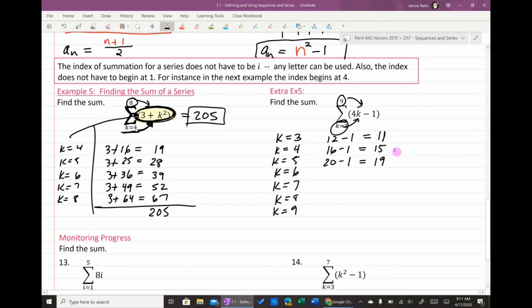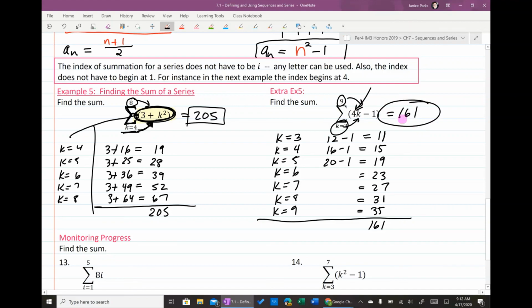And these are going up by 4, so I'm just going to go ahead and put those numbers in. 23, 27, 31, and 35. Again, if you could tell that they're going up by 4, you can go ahead and do it that way. So what's this? So we have, if I add those all together, 161. I didn't double check it, but I'm pretty sure that the answer is 161.